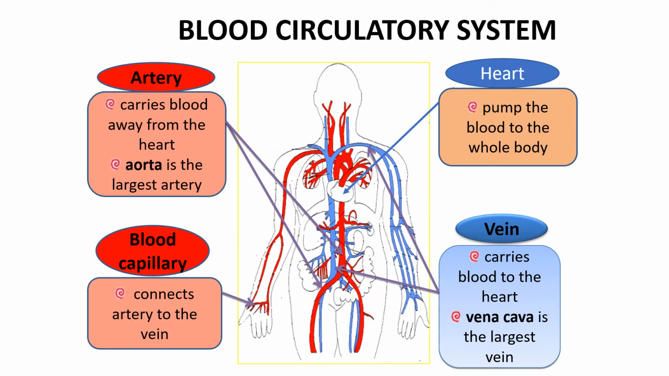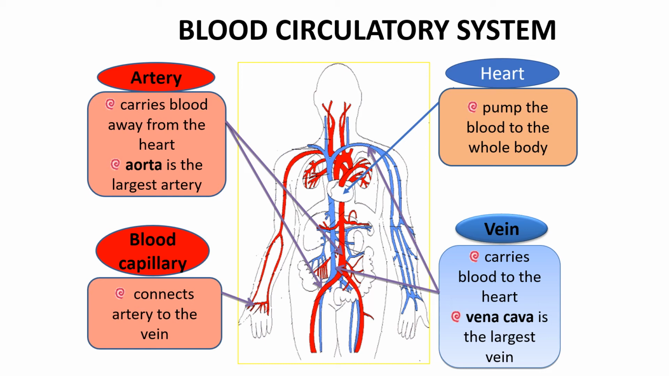The blood circulatory system of humans involves circulation of blood, which is pumped by an organ known as the heart to the whole body through specialized vessels, namely arteries, capillaries, and veins, as shown in the diagram.